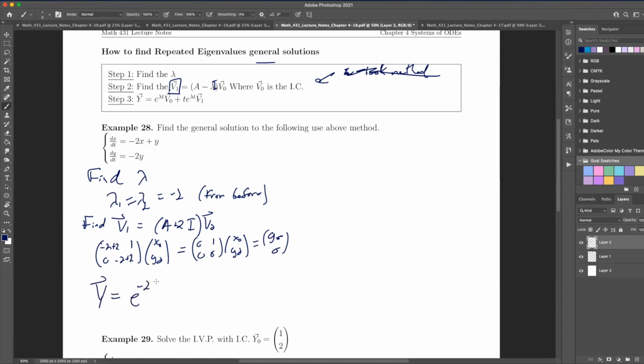e to the minus 2t, x naught, y naught. I do not need a c in front of this because I've included my initial conditions already into it. So do not need the c. Lambda, in this case, is minus 2t, and then it's y naught. That's all you have to do for the repeated.